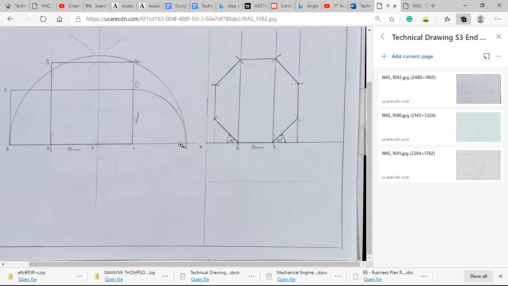Last sentence, bisect B to E. So this entire distance, bisect it, and draw a semicircle, as Isaac said. And then finally, draw CD to G on the semicircle. So extend this line CD to meet the point on the semicircle. And that's one section to complete the required square.